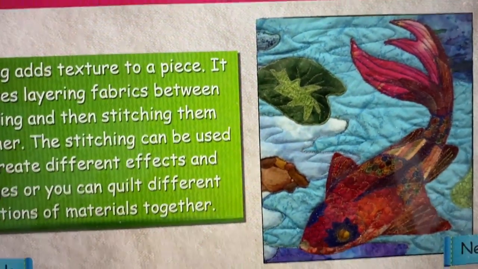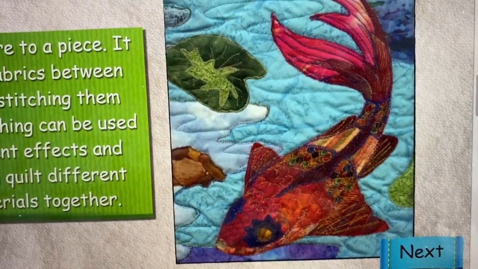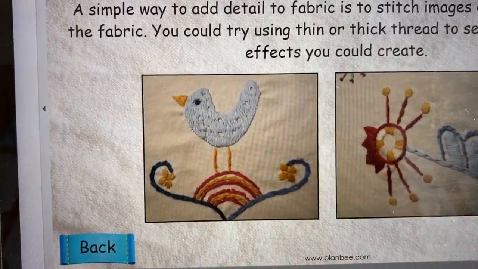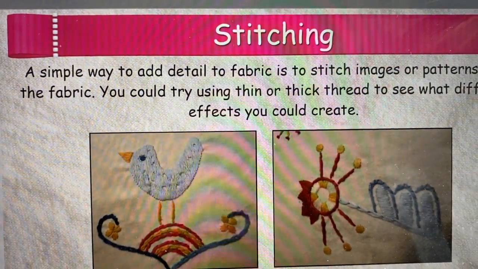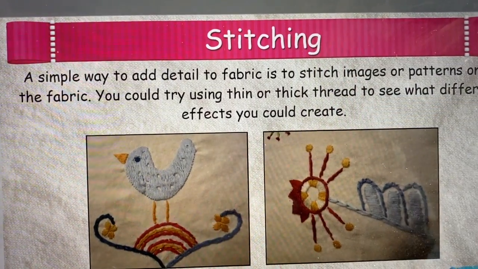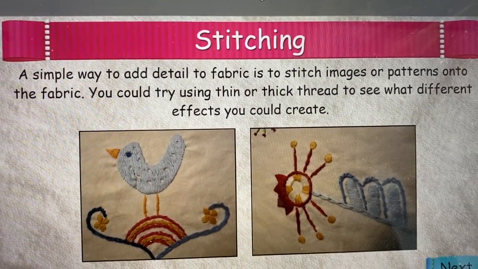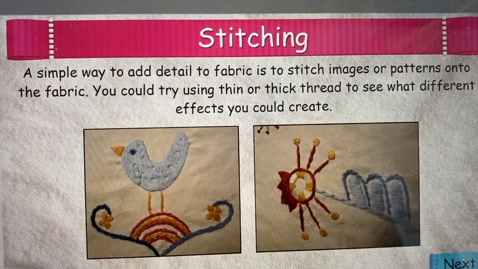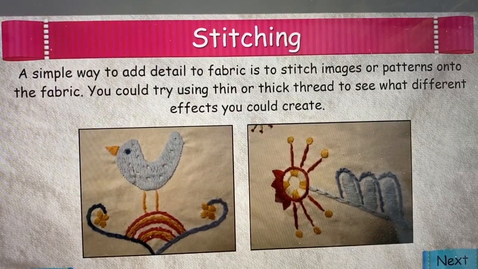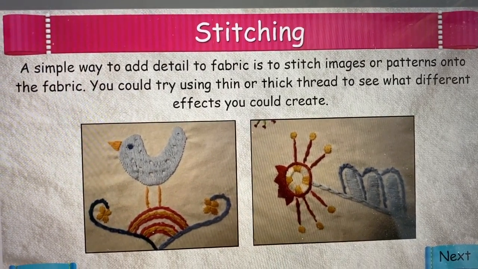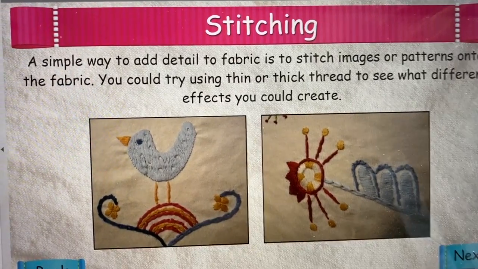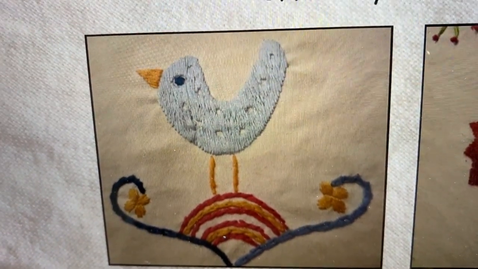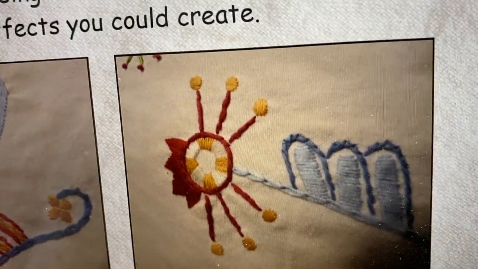You could even glue these on. It's not going to have the exact same effect, but that's also something you could do. Stitching. Stitching does not involve gluing. A simple way to add detail to fabric is to stitch images or patterns onto the fabric. You could try using thin or thick thread to see what different effects you could create. You can also use lots of different colors. That's going to take you some time, but the result is really nice.